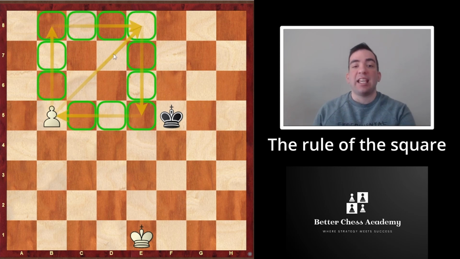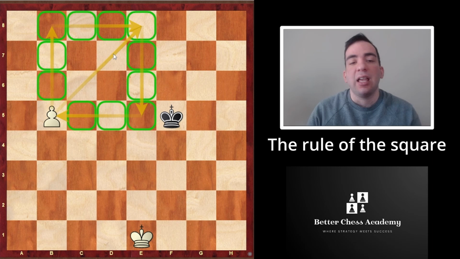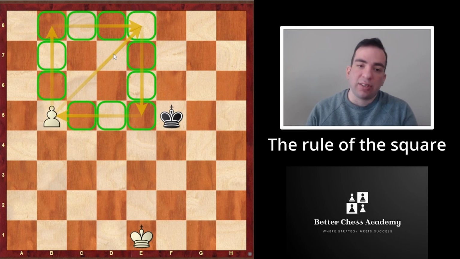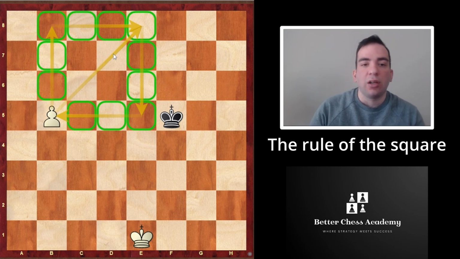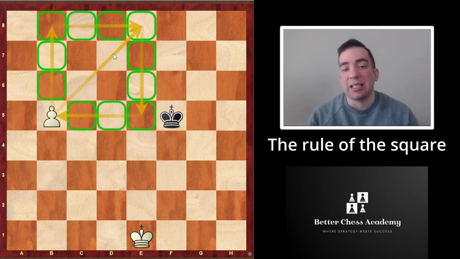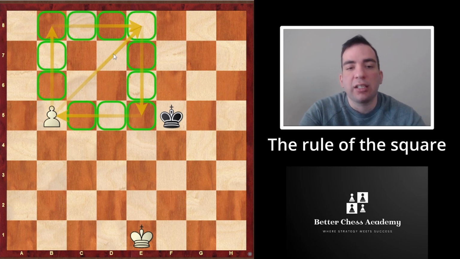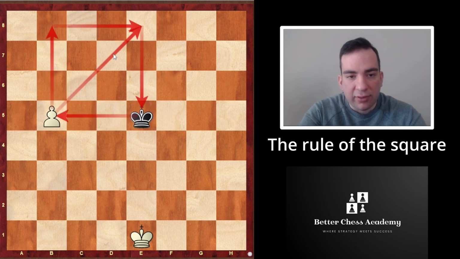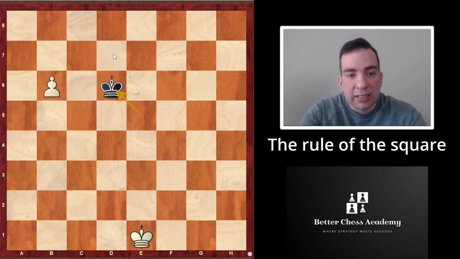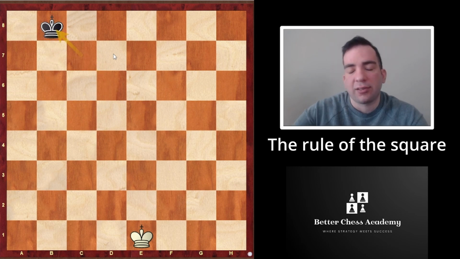So, the rule states that if the opponent king can reach the square, even if it's on the edge of the square, then it's a draw because the king can reach the pawn. Whereas if the king cannot reach the square, then it's a win because the pawn can queen. In this position it's black to move, and of course he can reach the square with king e5, b6, king d6, b7, king c7, b8 queen, and king takes the queen.